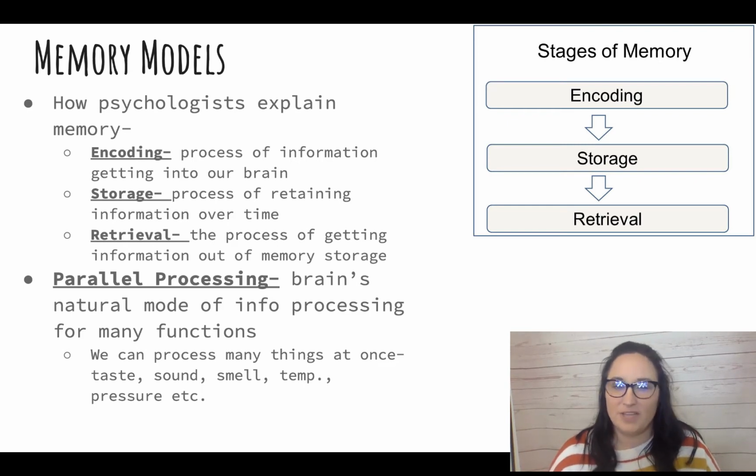Parallel processing comes up as a vocab word in this unit again because in relation to memory, we are processing all sorts of sensory information at once, and we are recording some of that information, right?